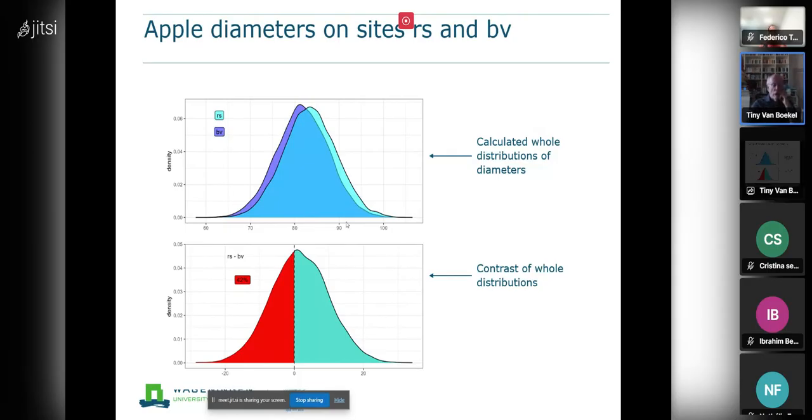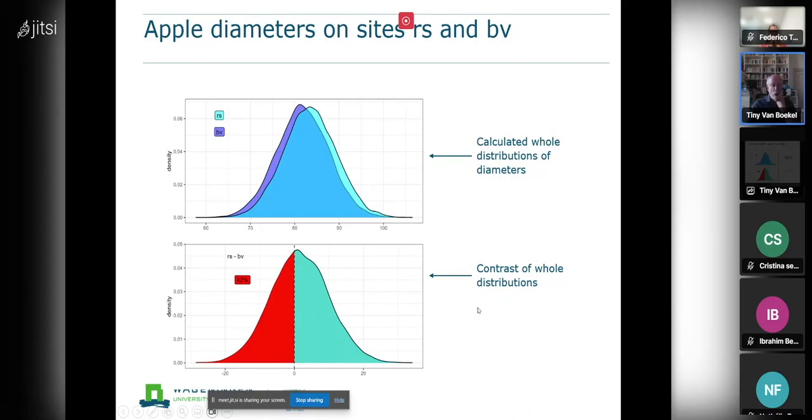So now I have sites RS and BV, and I calculated the whole distribution, so not just the mean, but the whole distribution of all apple samples that I have. And then I see that even though there is a mean difference that seems significant, if you look at all the apples, you see that there is quite a big overlap between the sites. So even though the mean could be higher on one site, it does not mean that every apple on that site is also higher, because actually quite a few are smaller. So that's what you also can do with this kind of analysis.